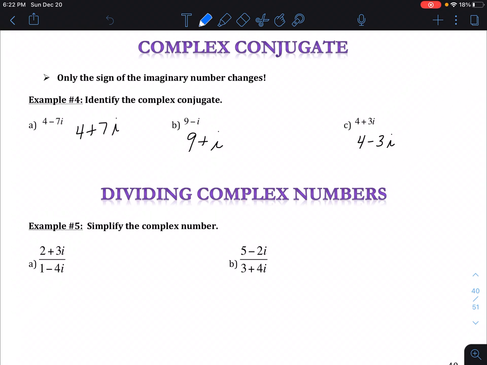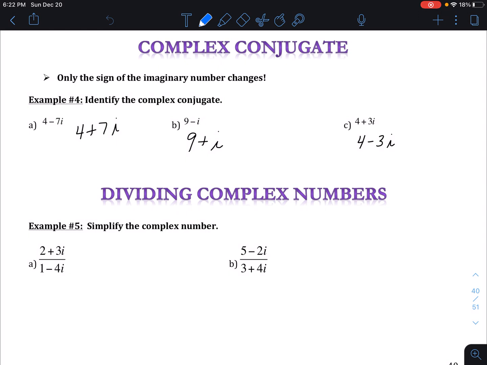Okay, guys. So the other day, I didn't get to finish due to time constraints the last part of the section, which was dividing complex numbers. So we need to finish that up right now. So now there's this rule.